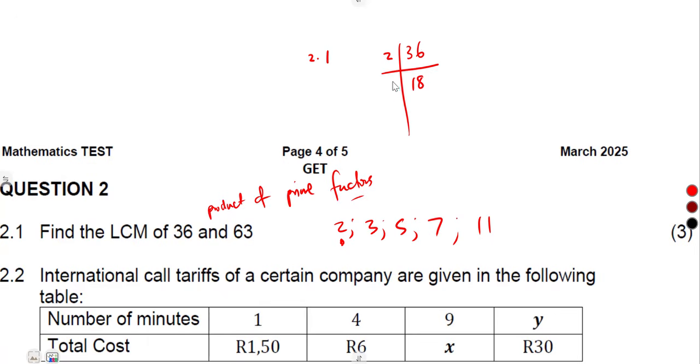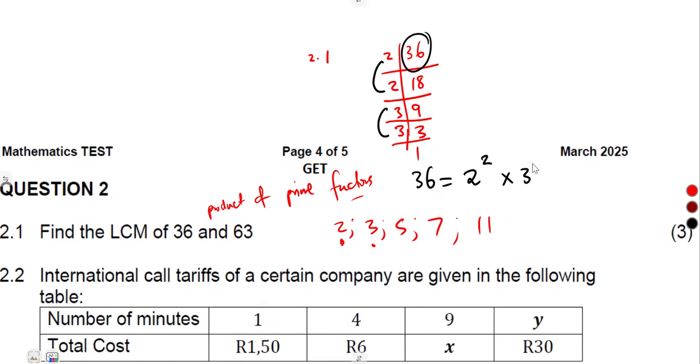That's 18. 2 again can work. 18 divided by 2, that's a 9. We cannot use 2 here, so we're going to move on to 3. 9 divided by 3, that's a 3. So this is going to work. So we're going to have another 3. 3 divided by 3, that's a 1. So meaning to say, 36 can be written as a product of its prime factors as 2 times 2, which is 2 squared, times 3 times 3, which is 3 squared.